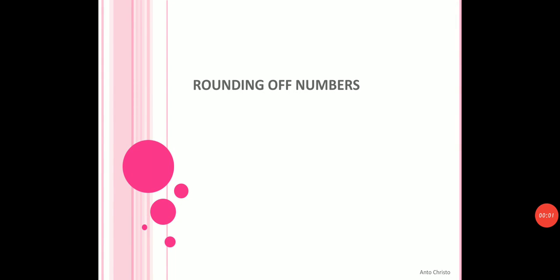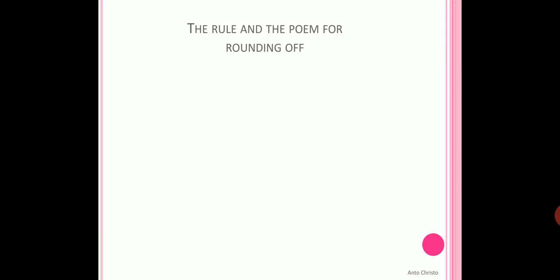Hello children, in this video let us learn how to round off a number in three different ways: nearest 10, nearest 100 and nearest 1000. Before that I am going to introduce you to a rule.